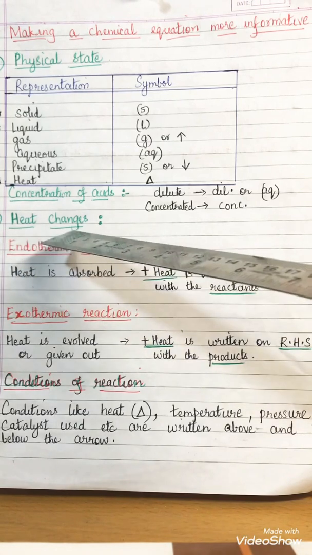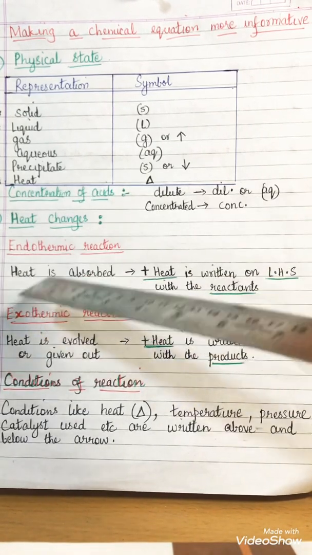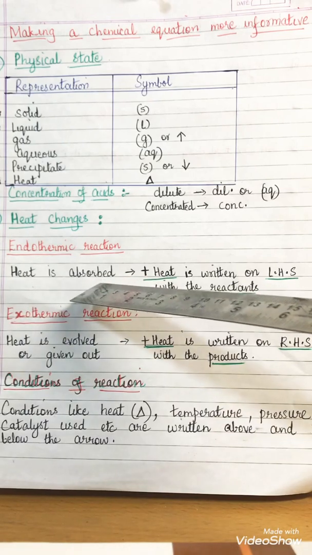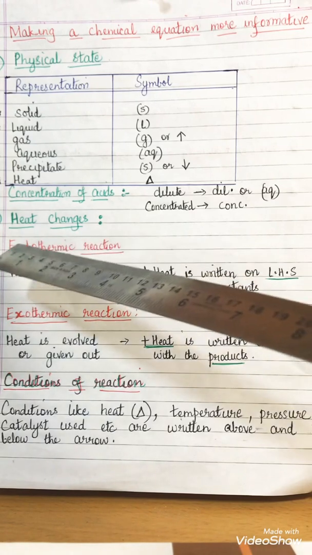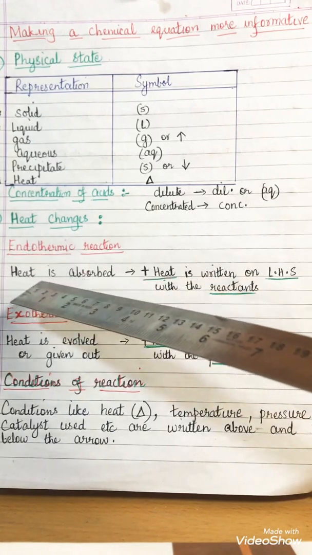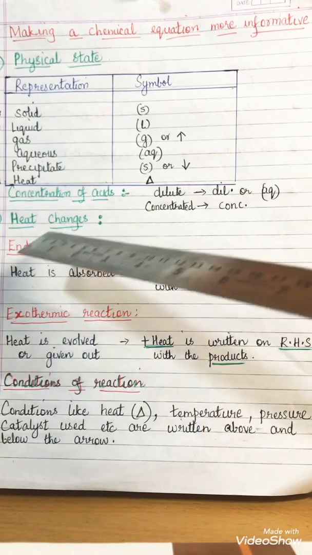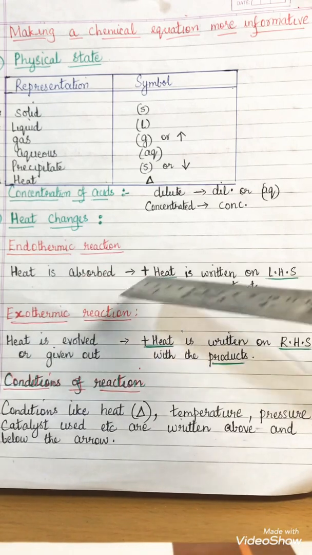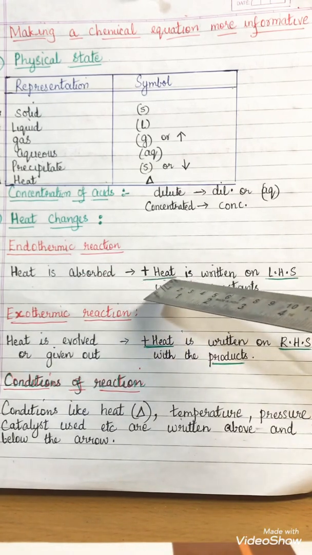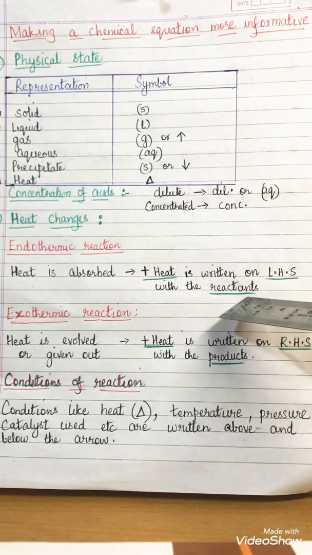Next are the heat changes occurring during a reaction. If heat is absorbed during a reaction, it is known as an endothermic reaction. Endo means absorbed, taken in. So when heat is absorbed during a reaction, that reaction is known as an endothermic reaction. In that case, plus heat is written on the left-hand side along with the reactants.